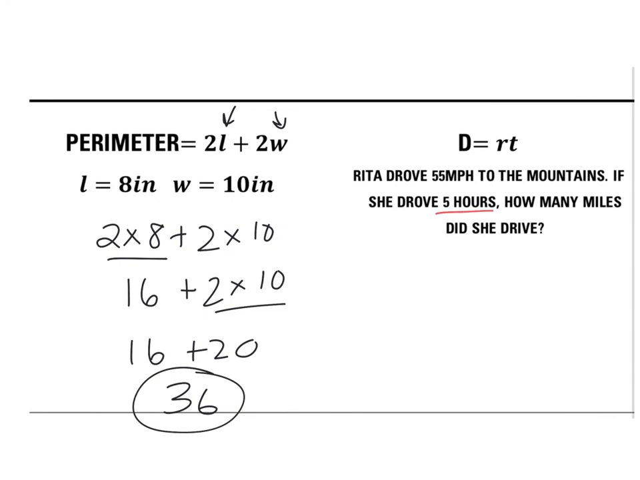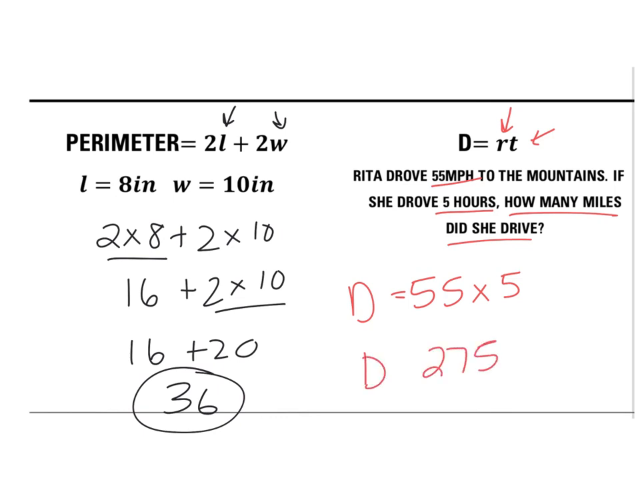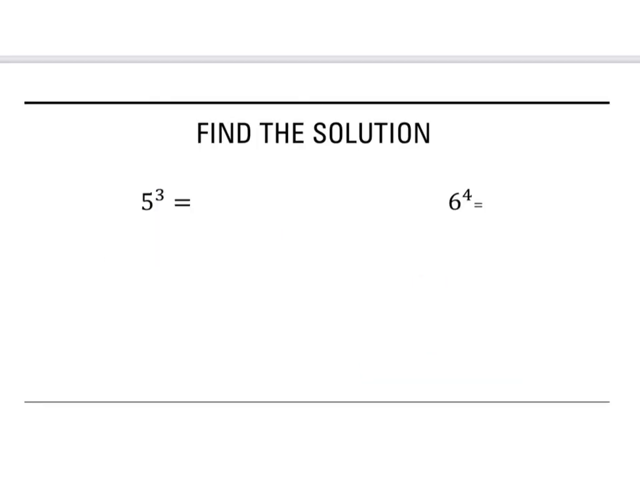For the next one, Rita drove 55 miles per hour to the mountains. If she drove 5 hours, how many miles did she drive? So 55 is our rate. We're going to plug that in for r, and 5 is our time, so that's t. So we're doing 55 times 5 to figure out the distance, which is how many miles she will drive. 55 times 5 is going to give us 275 as our distance.